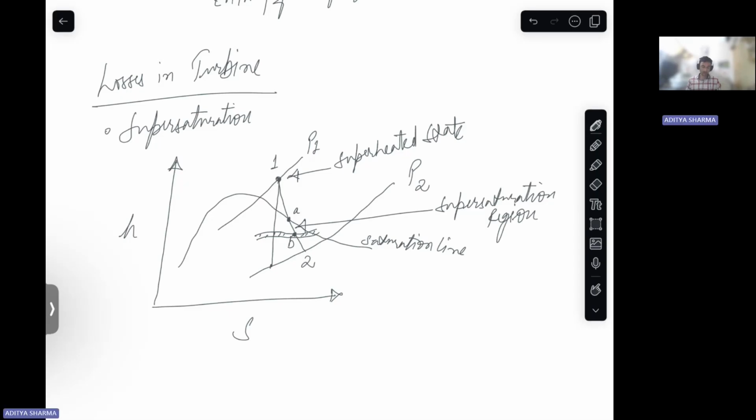So this supersaturation somehow leads to losses in the available energy, right? And that is why we are discussing it under losses in turbines. So this is basically supersaturation. We call it undercooling also, right?